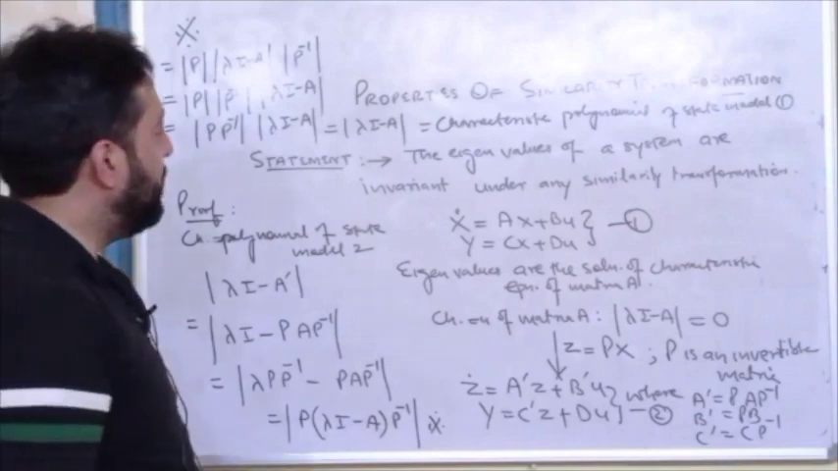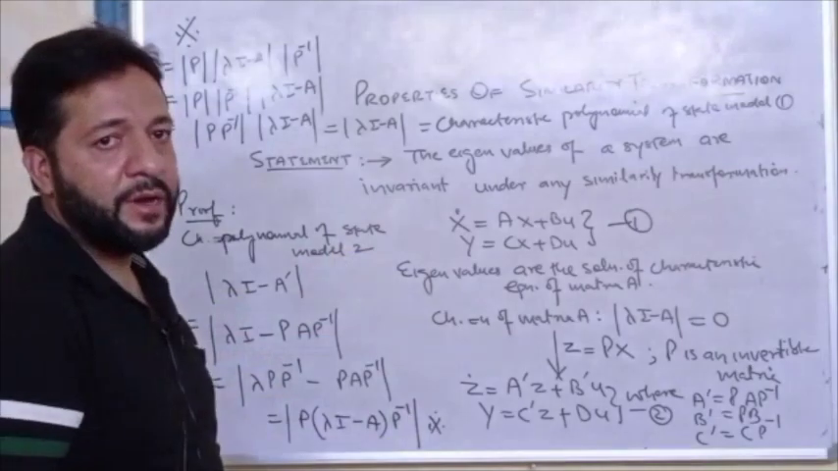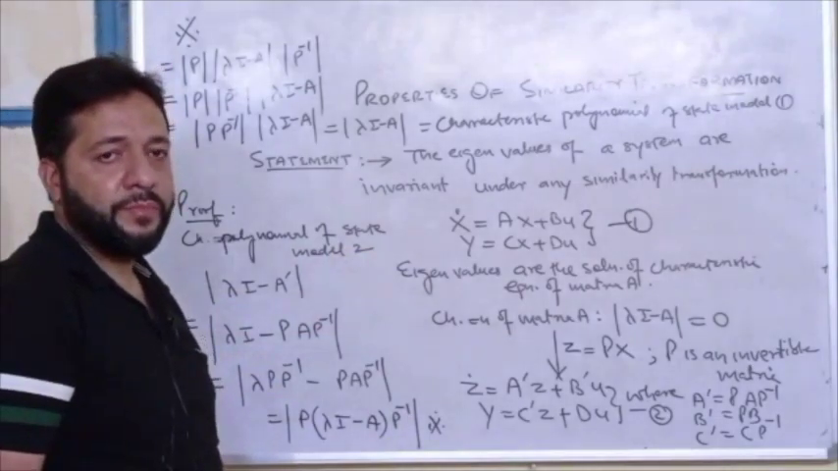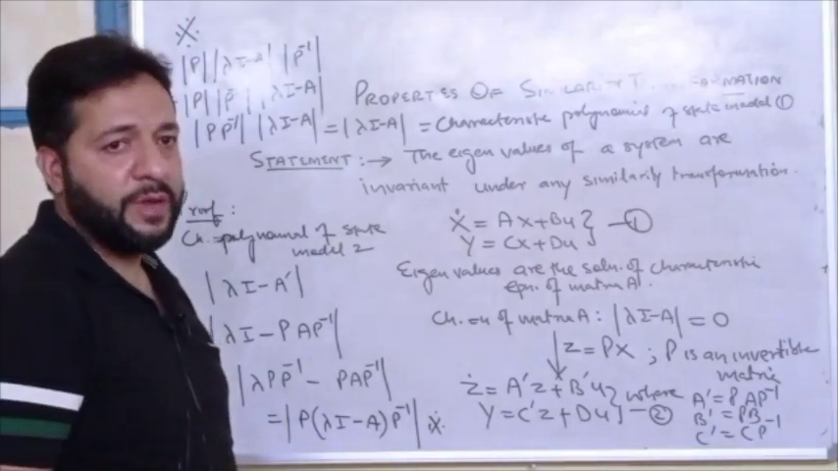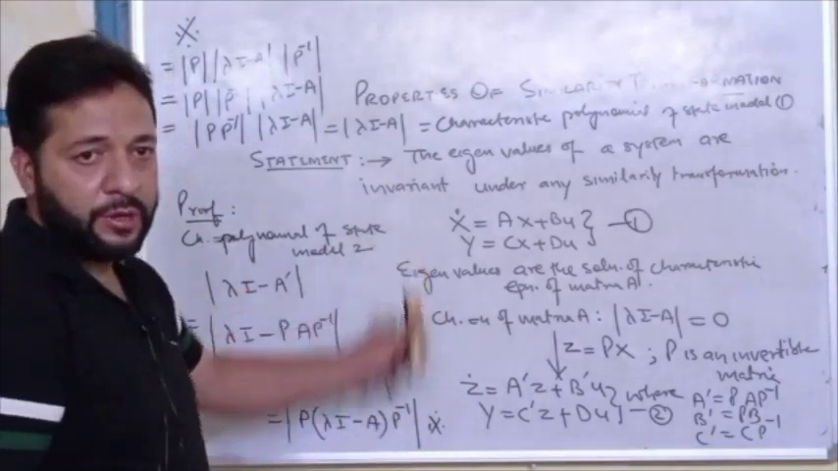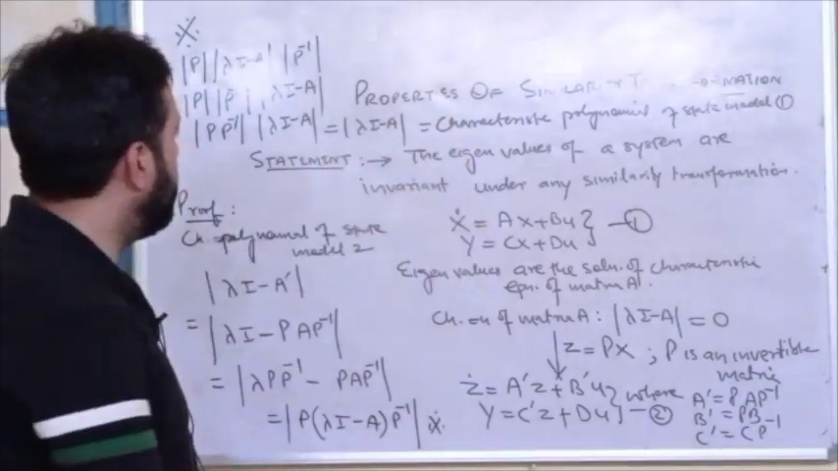So, when you perform a similarity transformation, the eigenvalues remain unchanged under any similarity transformation. Yeah, problem hai kuch? So eigenvalues remain unchanged under any similarity transformation. So we have proved it here. Is that clear? So this is property number one of similarity transformation. Now you take another property.